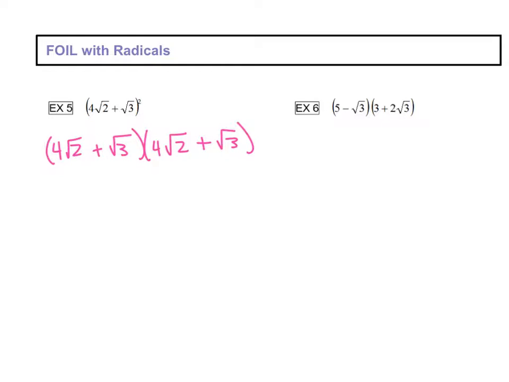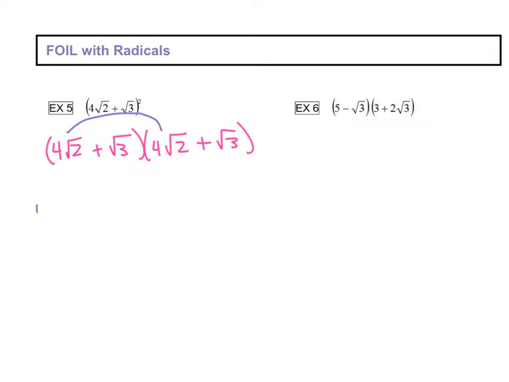All right, in the past couple example videos, we were talking about conjugates. This looks a lot like conjugates, but they both have a plus sign. So we can't do our shortcut with foiling. We actually do have to FOIL out all four: the first, outside, inside, and last. So 4 square root of 2 times 4 square root of 2.